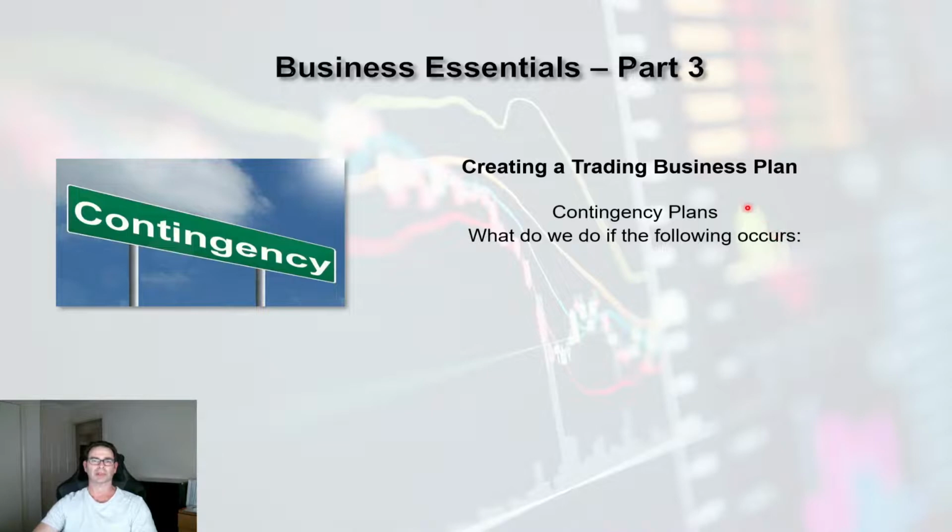So let's now have a look at some contingency plans. What do we do if the following occurs? We need to have this clear in our mind. Internet outage. What do we do? Do we use our phone as a hotspot? Does our internet have an automatic switch over to mobile data? Mine has that, but I know it's incredibly slow. It does the job, but I wouldn't want to be trading off 3 or 4 screens. I would reduce back.